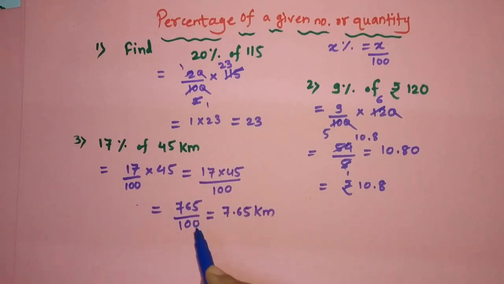And here what I have done is the decimal division. That means these are interchangeable forms. If I want to remove this decimal, I can give 2 zeros in the denominator. And if I want to remove these zeros, I can put the decimal after 2 places from the right hand side.